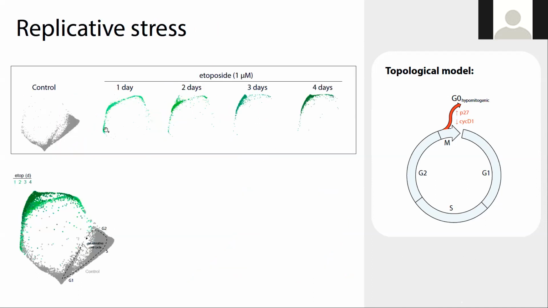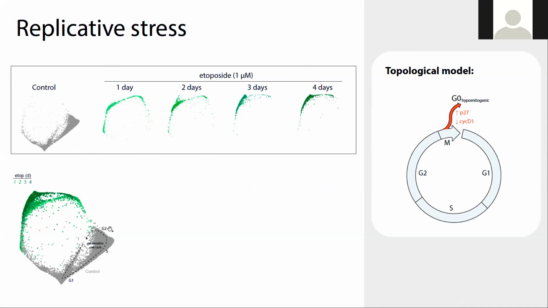Next, we assess the effect of replicative stress on cell cycle progression. Here we treated cells for up to 4 days with etoposide, a chemical which prevents the religation of DNA during replication to induce DNA damage specifically in S phase, thus mimicking the effect of endogenous natural replication stress. As you can see, the arrest architecture after replicative stress is far more complex than the single arrest state that we observed after serum starvation.